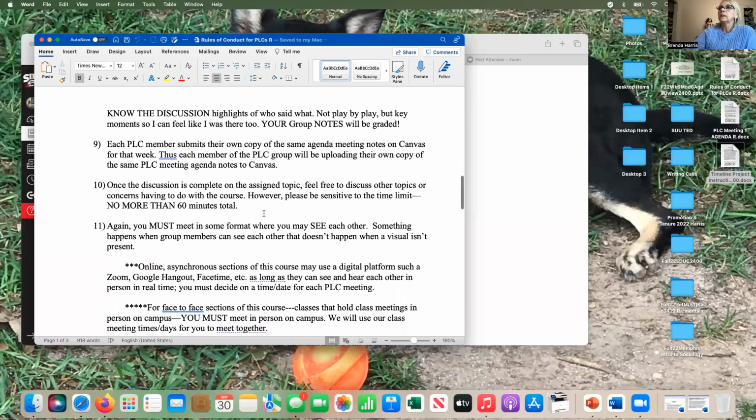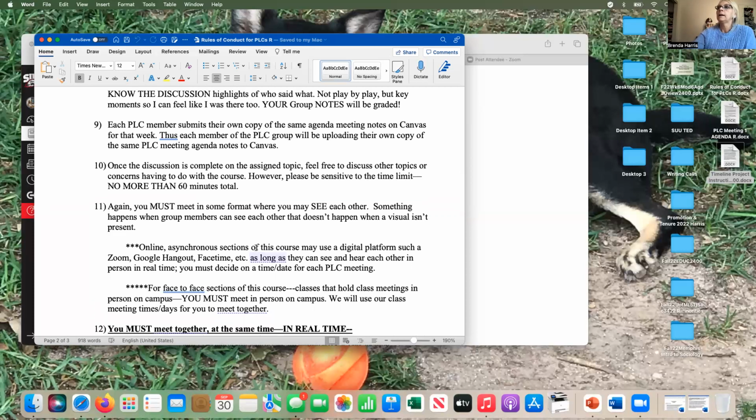Once the discussion is complete on the assigned topic, you can feel free to discuss other topics that are important to the group, but please make sure that your meeting does not go over 60 minutes because people are very busy and we want to be respectful of their time. Again, you must be in a format where you can see each other in real time. If you're in the online asynchronous class, that can be Zoom, FaceTime, or Google Hangout. For the face-to-face group, you must meet on campus in person.